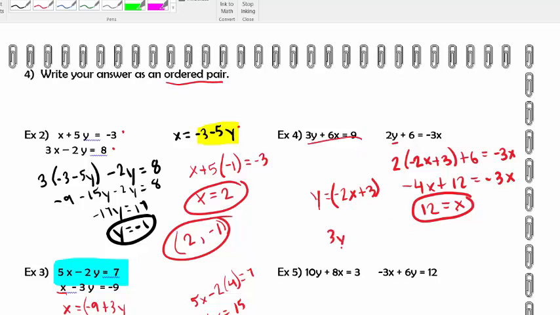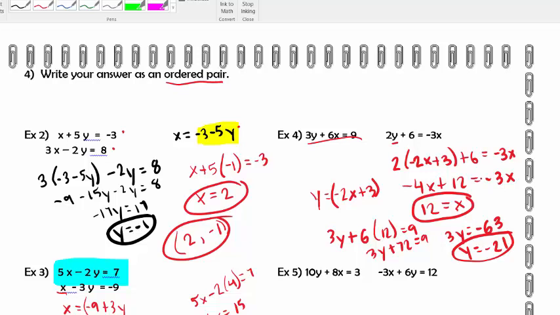So 3y, but instead of x, you can now replace it with 12. And then we just solve from there. So we should end up getting negative 21. So my solution is going to be 12, comma, negative 21.